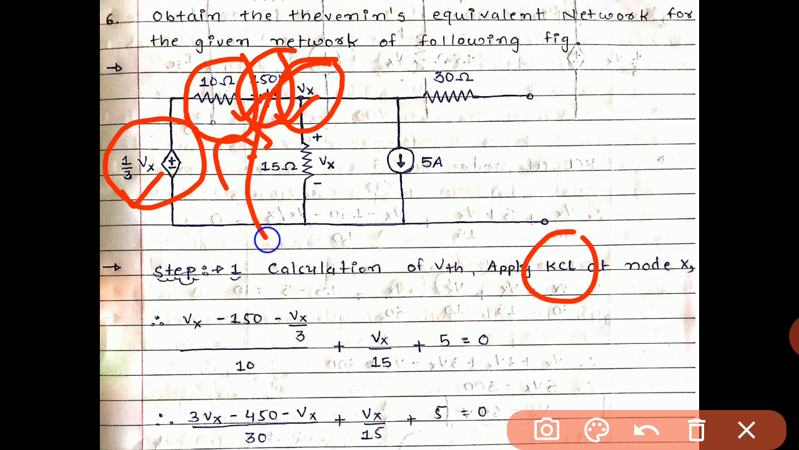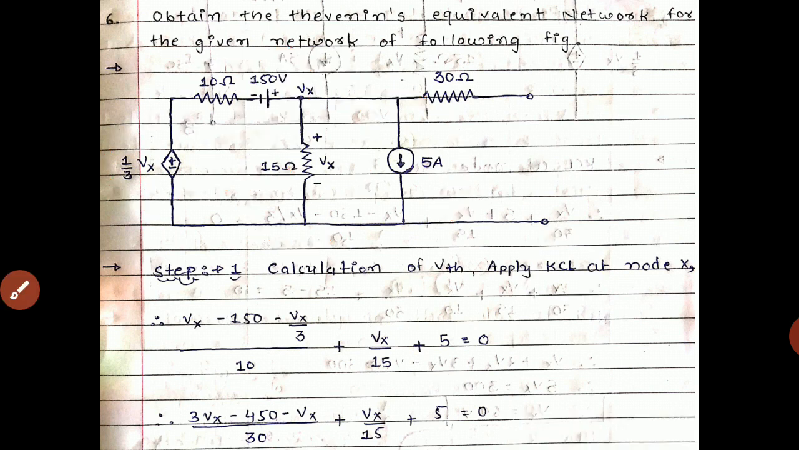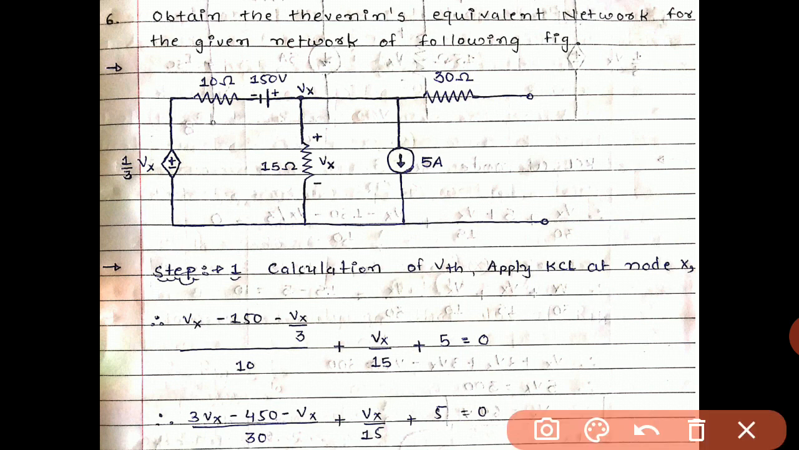This branch is also concerned with the resistance offered by it, that is 15 ohm. So Vx divided by 15, and in this direction the current flowing is 5 ampere. So plus 5 equals 0. In this case we simplify the equation, and after taking the LCM we get the value of Vx.